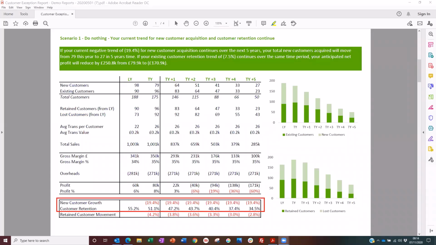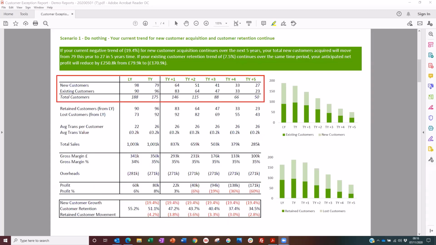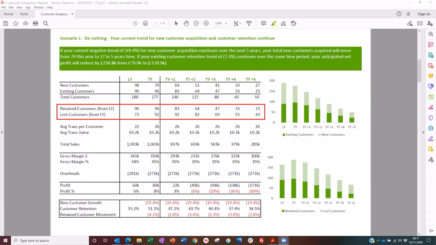In this example, new customer growth will continue to decline at 19.4%, and customer retention will continue to decline at around 9.5%. The impact this has on total customers is then displayed at the top of the section. Those customers retained and lost from the previous year are also highlighted.